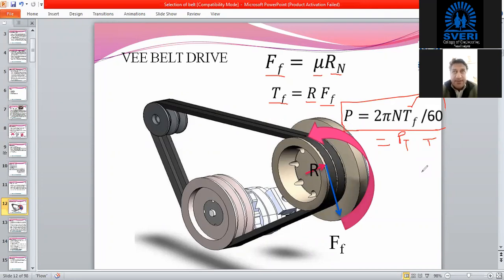So this is the mathematical terms which are used, and how we can calculate the power which is transmitted by means of the belt. And totally, this power transmission depends upon this frictional force. Any doubt related to this slide? Any question? You can write in the chat box. Can we move further?